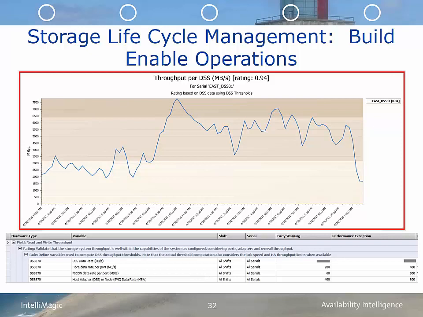Sure, you know when things are performing poorly because the response times increase and the users start to complain, but at that point, it's too late. So how do you find out ahead of time if you are heading in the wrong direction? Well, if you implement IntelliMagic Vision, you will know when your storage controller is approaching its peak performance capacity because we provide detailed storage performance thresholds based on your configuration.